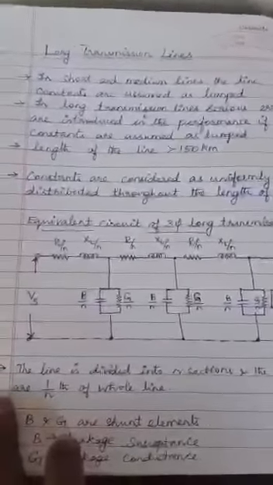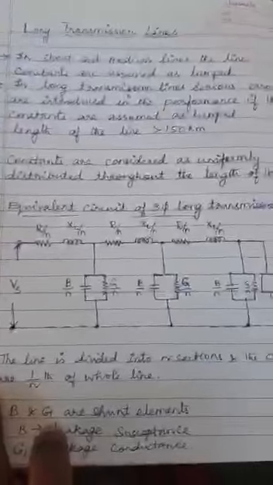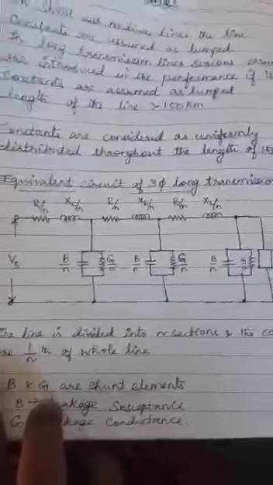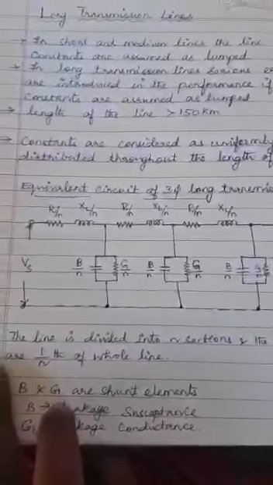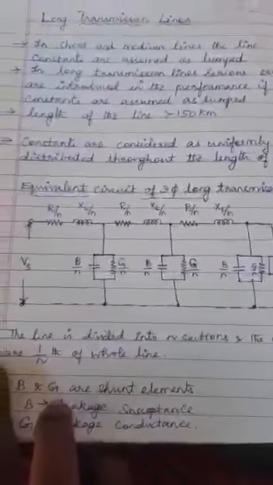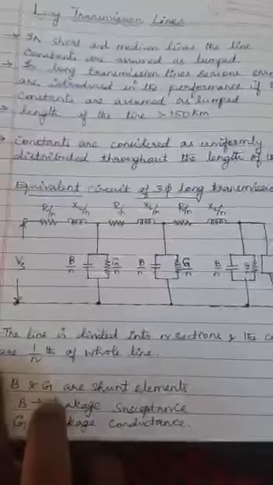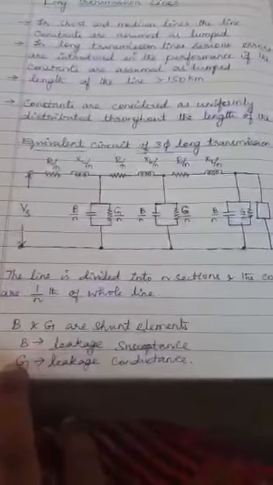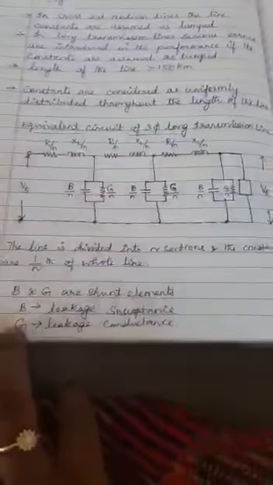Let me explain how to analyze the long transmission lines. In the case of short and medium lines, the line constants are assumed as lumped. If we consider the same assumptions in a long transmission line, serious errors are introduced in the performance of the line, because the length of the line is greater than 150 km. So, in a long transmission line, the constants are considered as uniformly distributed throughout the length of the line.